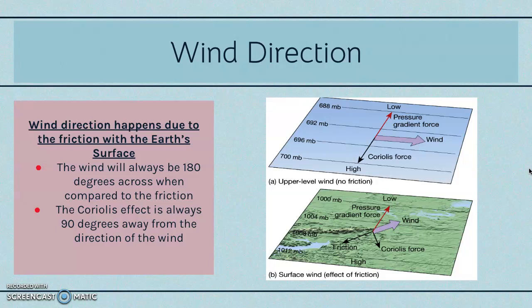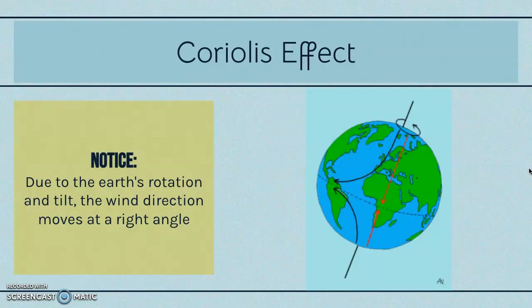So straight 180 degrees. And then the Coriolis effect, which we'll learn about in the next slide, is 90 degrees away from the direction of the wind. So 90 degrees cuts it straight in half. The first picture, the lighter blue one, shows a really good angle diagram of the friction and the wind, and then how the Coriolis effect is in there.